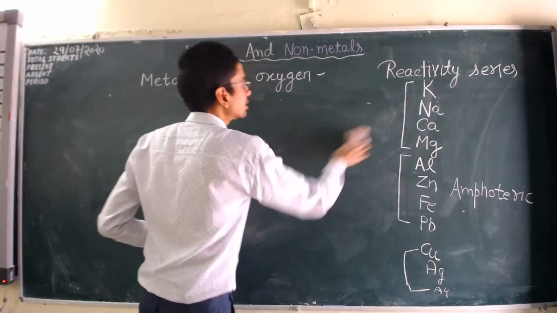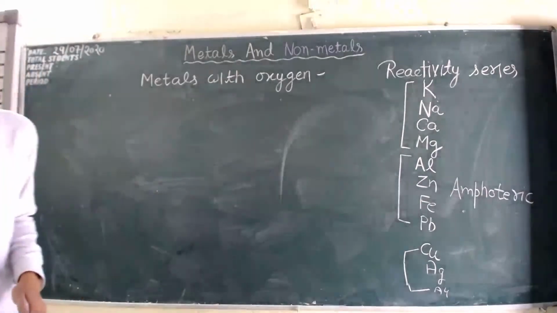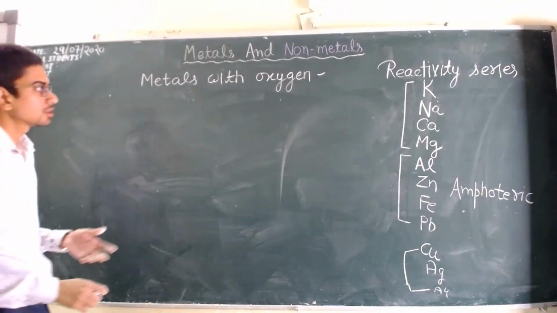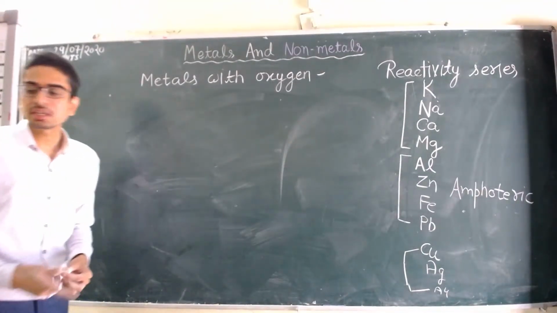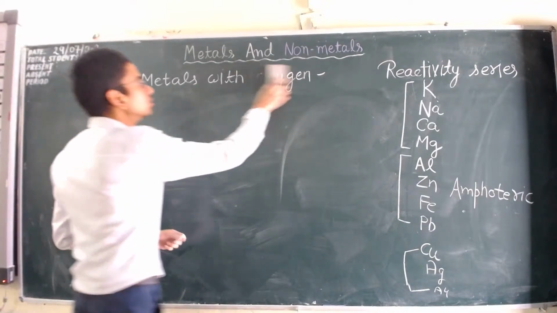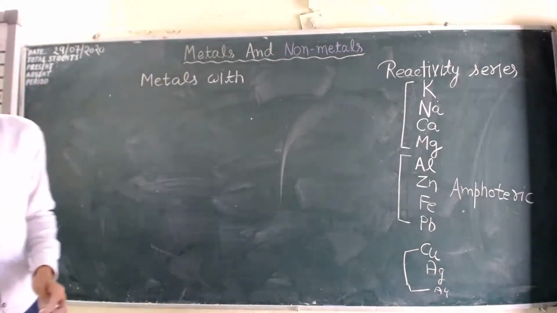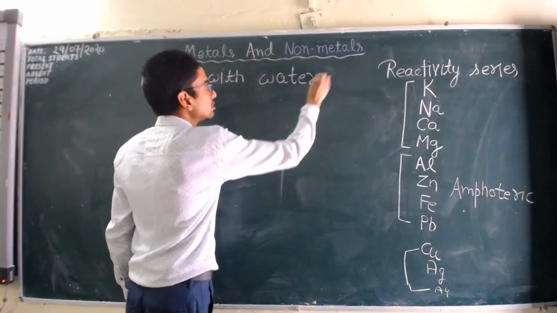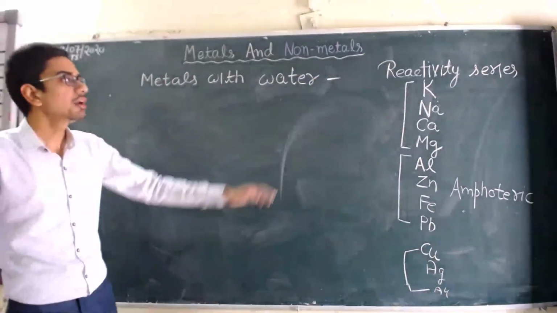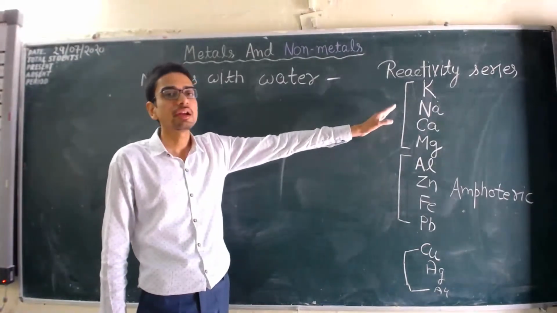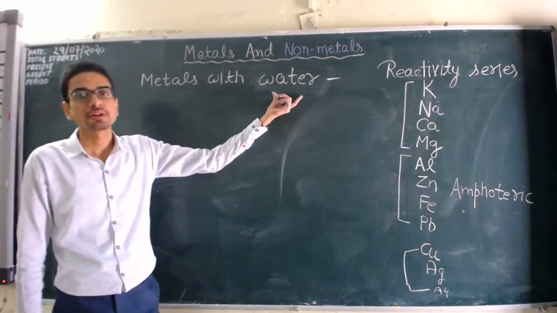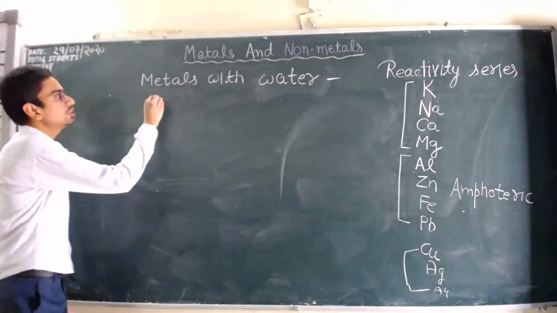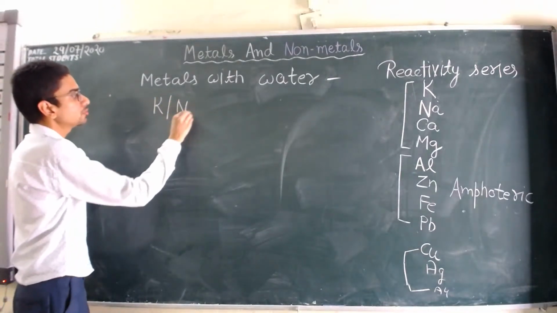So metal oxides के बारे में आप पढ़ रहे हो. Metal oxides are basic in nature. Okay. Now we will study reaction of metals with water. How will metals react with water? एक चीज आपको समझ आ जानी चाहिए कि जो highly reactive metal है, they will react more vigorously with water. Okay. So potassium या sodium, कोई भी.